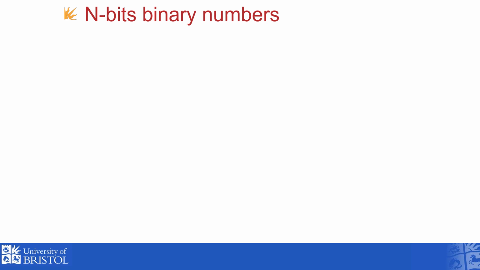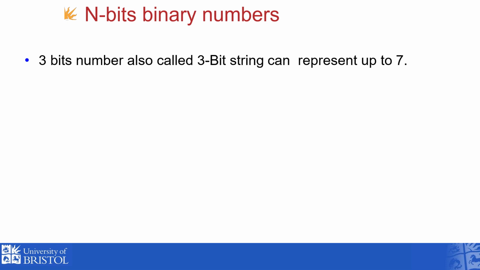Now let us try to generalize and get the whole picture. If you're having n-bit numbers, what is the maximum number that you can have? We have already seen that with 3 bits, or otherwise called 3-bit strings, you can have up to number 7. With 4-bit strings, you can represent everything up until the number 15 in the decimal system.